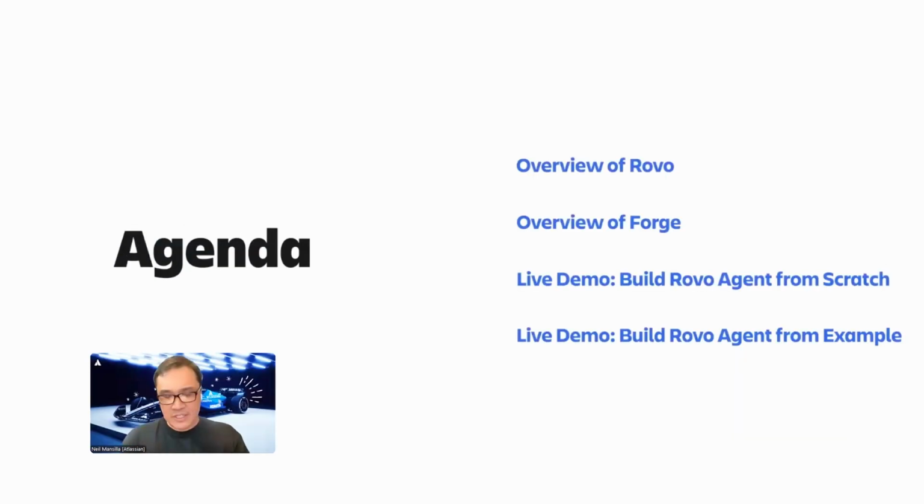So high-level agenda here is we're going to do the overview of Rovo. You'll see it in action as a product. I'm going to give an overview of Forge, if any of you are not familiar with Forge, then I'm going to do some live demos. I'm going to build a Rovo agent from scratch using Forge from 0 lines of code and show you how easy that is to get started. And then I'm going to pull a more advanced use case example of building a custom Rovo agent using Forge that will pull data from an external API and incorporate it into the product. And then we'll wrap up with some Q&A.